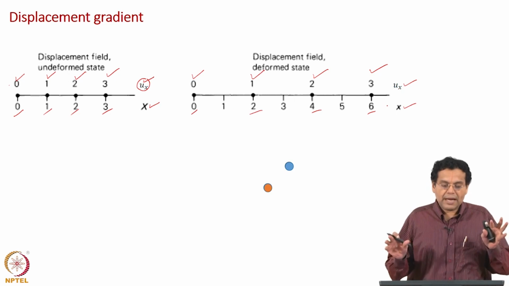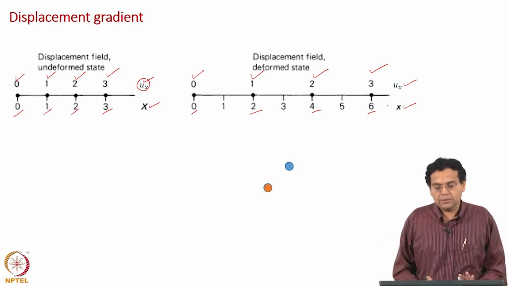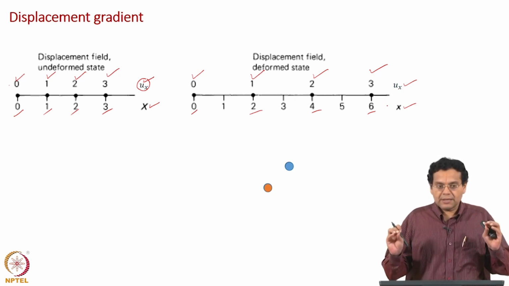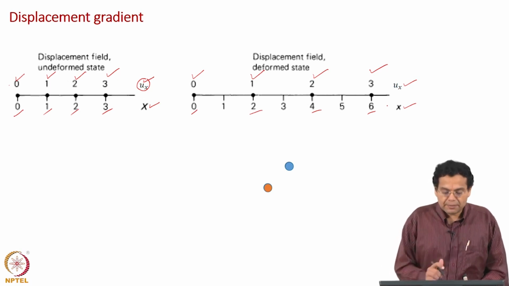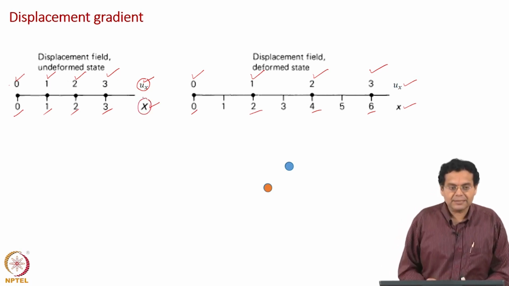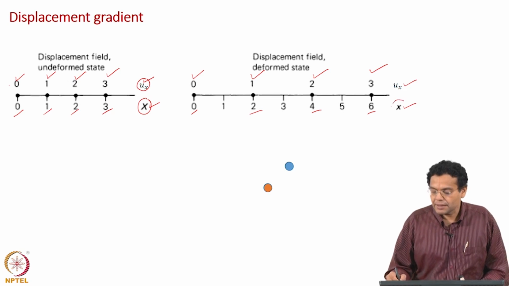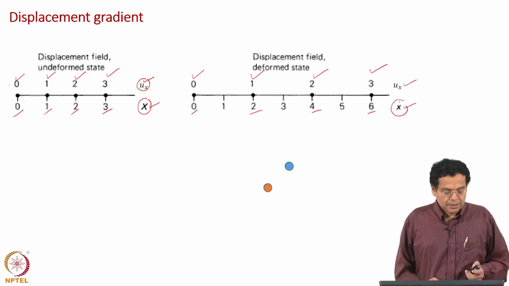Now, what do these two figures tell you? The displacement field, in this case just u x, can be related as a function of capital X or can be related as a function of small x.